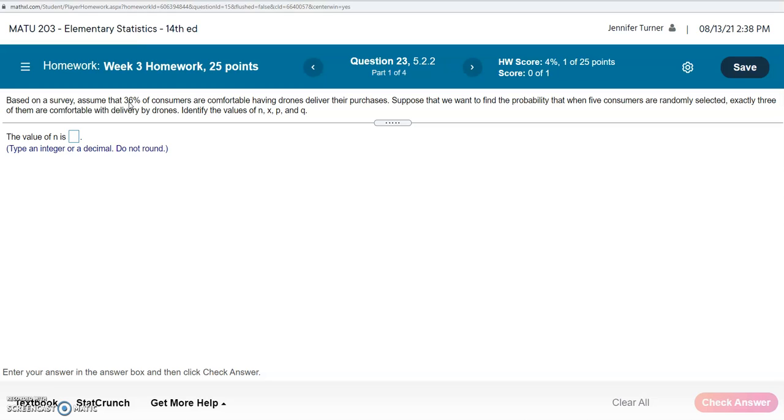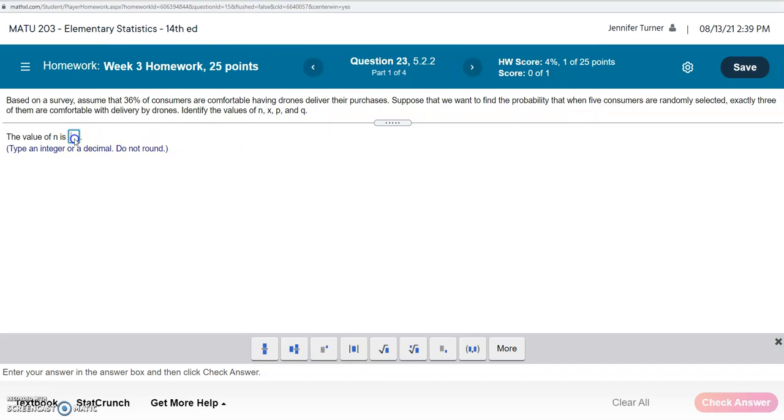Now that we know this is a binomial distribution, we can go about identifying the different values for N, X, P, and Q. So N is the total number of trials. It's the total number of people or things or events that we're going to go out and survey or look at to see if it was successful or not. So here the N is going to be 5 because we went out and we asked 5 consumers how they feel about the drones. No more, no less. So the total trials is 5.